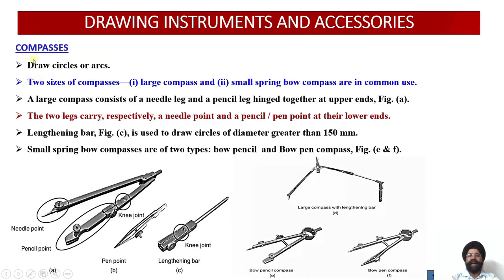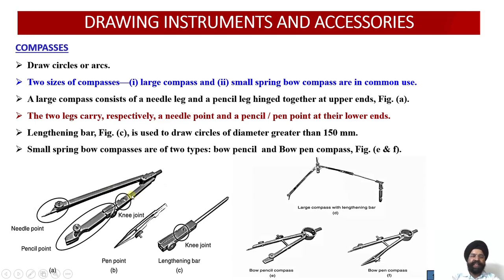So here you can see the compasses. The basic purpose of a compass is to draw circles or arcs. As I told you, we are using two sizes of compasses, the large compass and the small compass. This compass is called an engineering compass, and it is different from the one we used in our class 8th, 9th or 10th.